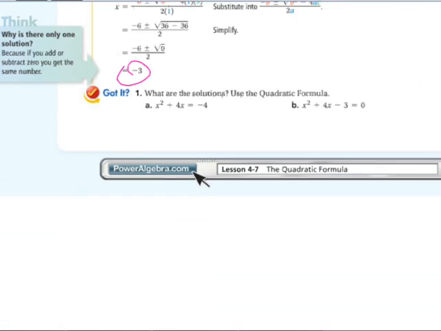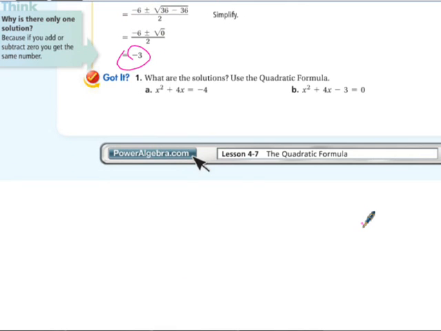So go ahead and pause the video here. What I'd like you to do is work your way through these two problems. Make sure that you know that to do this, you got to get it equal to 0 first. So the big hint I'll give you is that you got to add 4 to both sides. All right, so add 4 to both sides, that one, and then find A, find B, find C, plug them into the quadratic formula, and solve. Go ahead and pause the video now and do that.